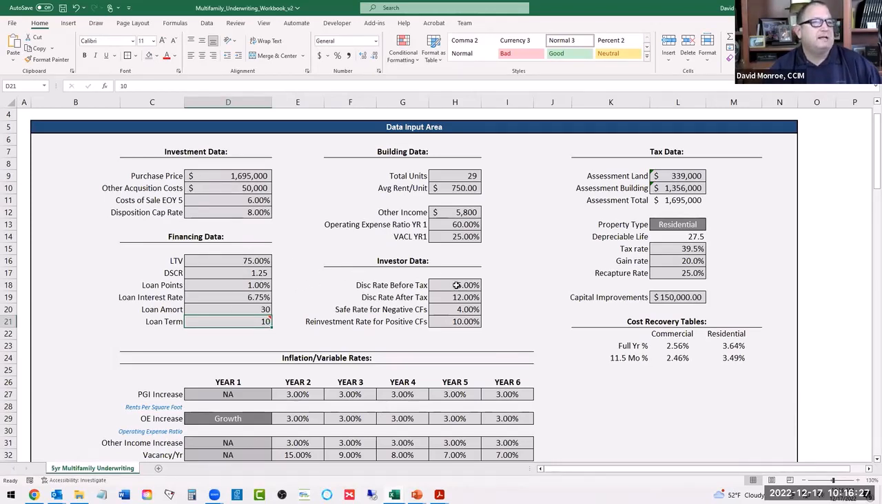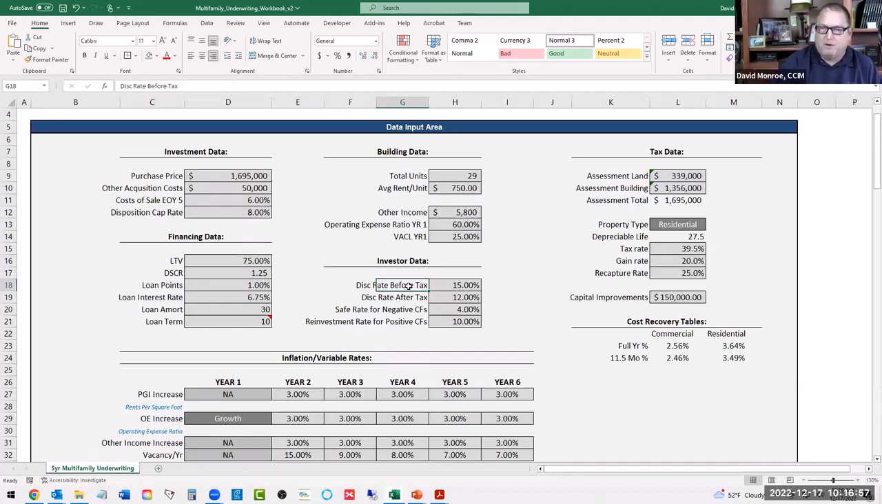All right, investor data. Now, there are 3 things we've not talked about in any of the courses, because I don't get into after tax and we don't get into capital accumulation. Those are advanced strategies. We only talk about your discount rate before tax. And if you remember in the definitions and acronyms, your discount rate is the internal rate of return that you're expecting to get for this property.